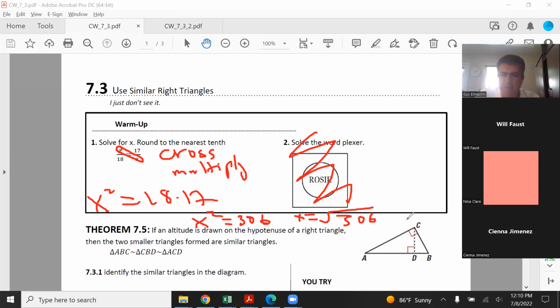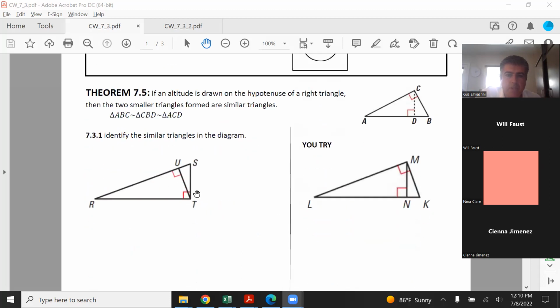Which is 17.5 roughly. Okay, so we're going to be working with proportions throughout this section because it's doing similar triangles. So this is the part that's a little tricky, so bear with me here. You got ABC, which is all this. You got CBD, which is this. And you got ACD, which is this.